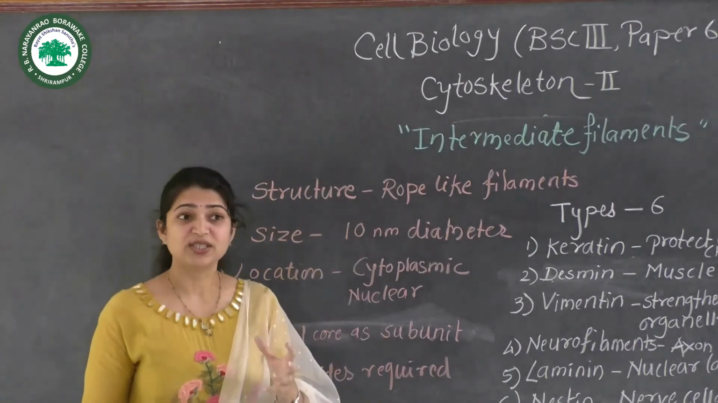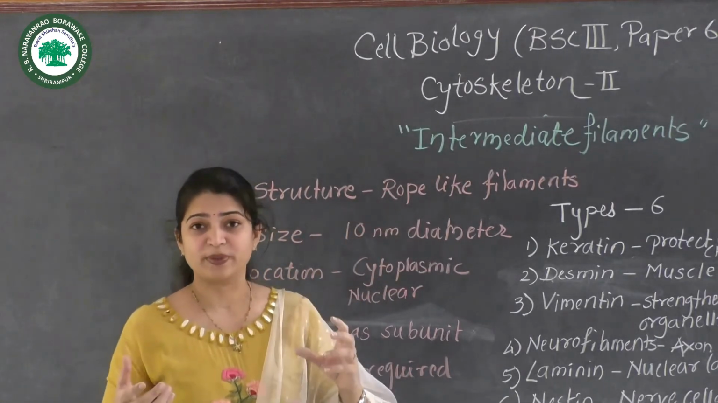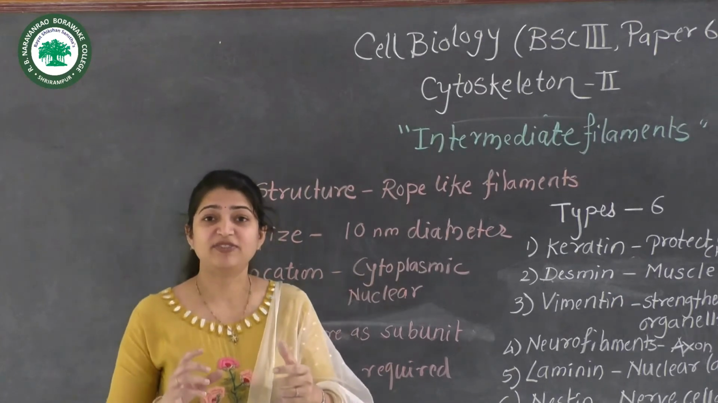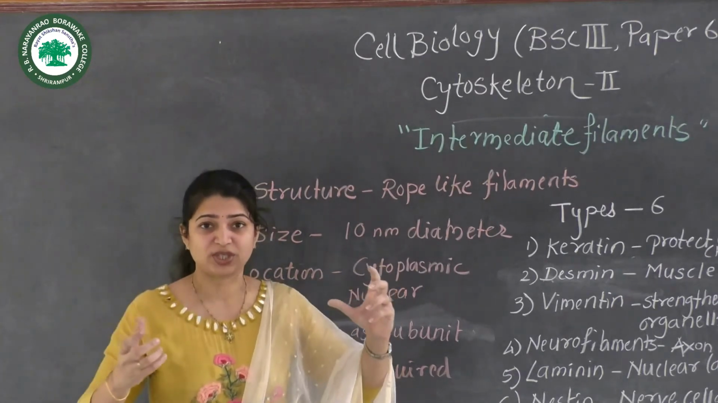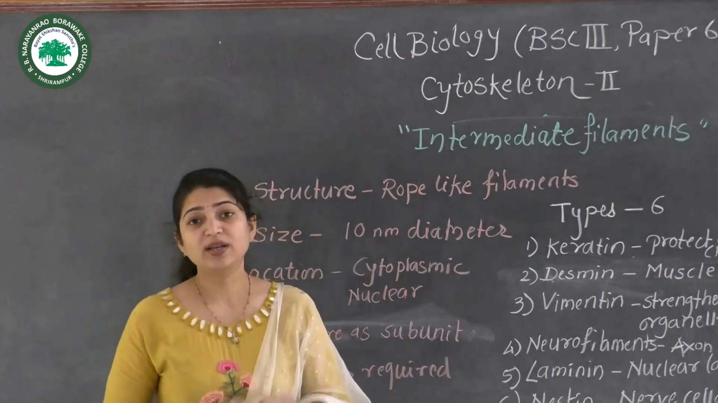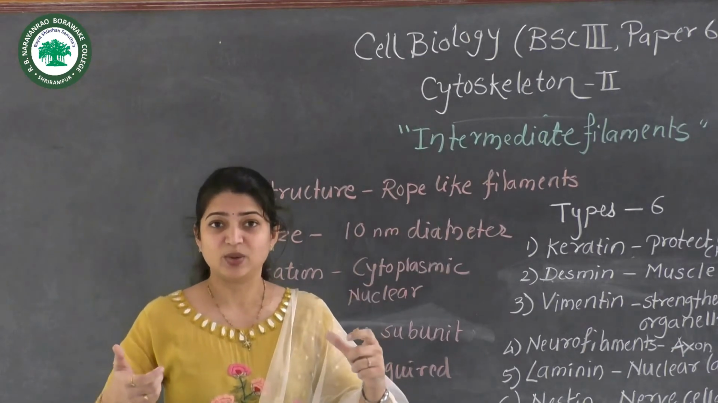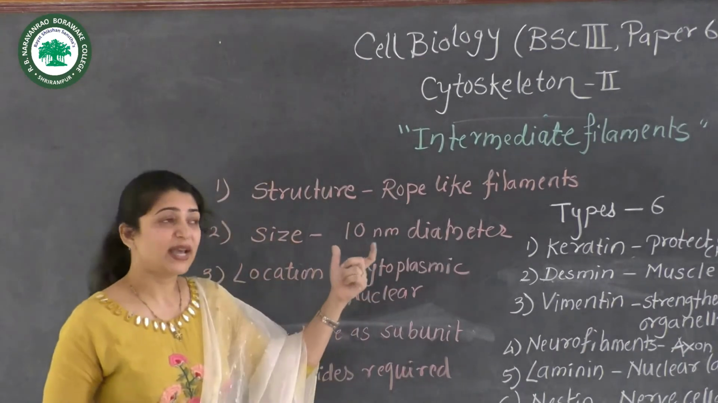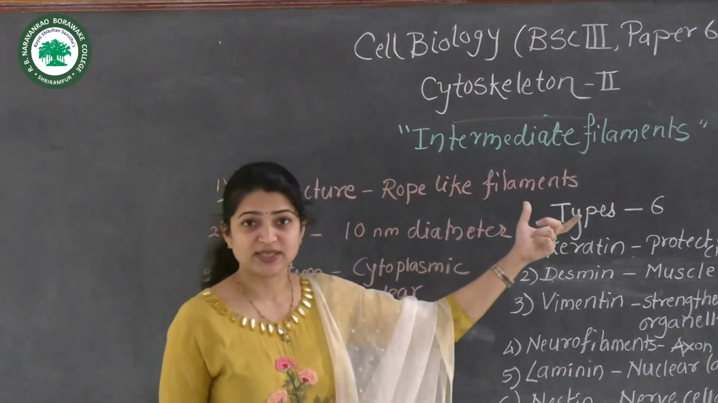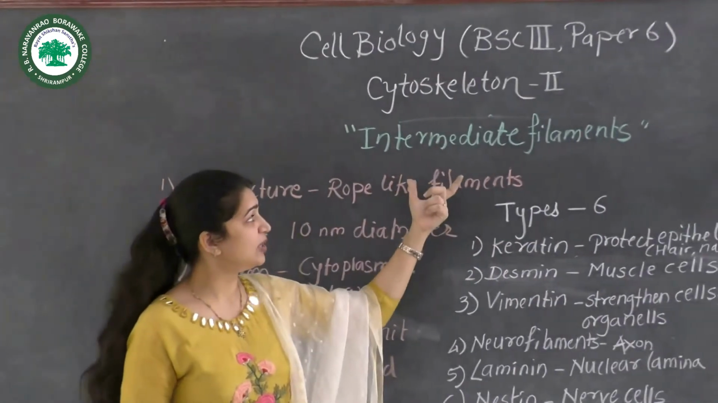These structures are formed like rope. The intermediate filaments form a rope-like structure and give a twist to the filaments. So why are they called intermediate filaments? Why are they called intermediate?